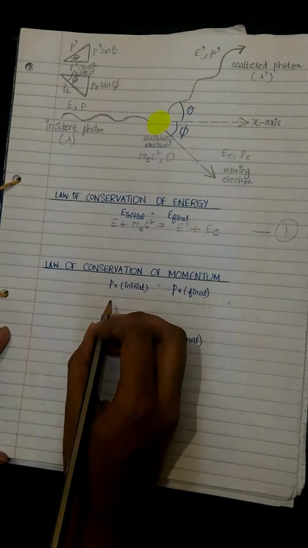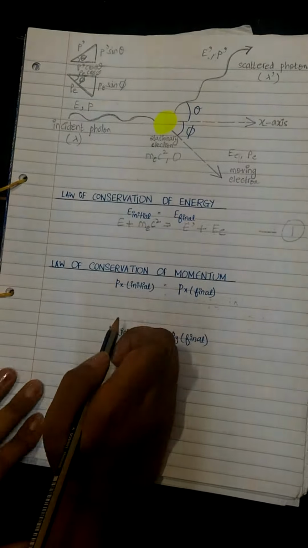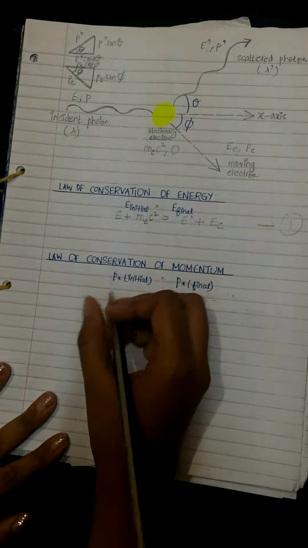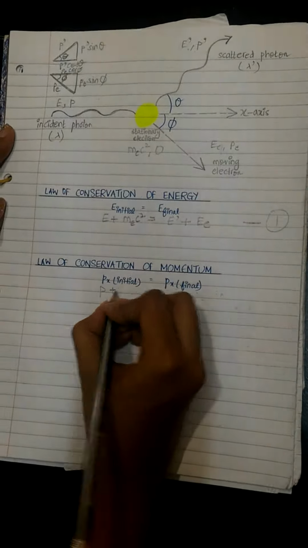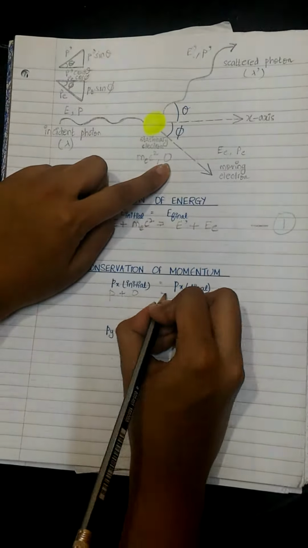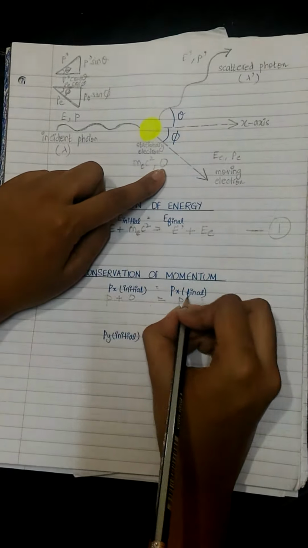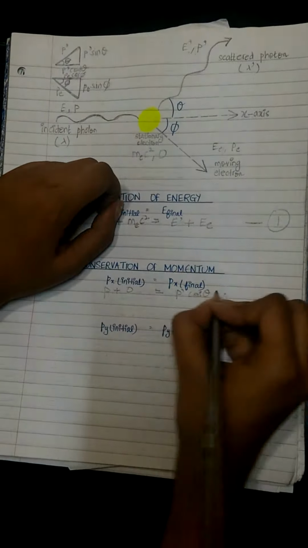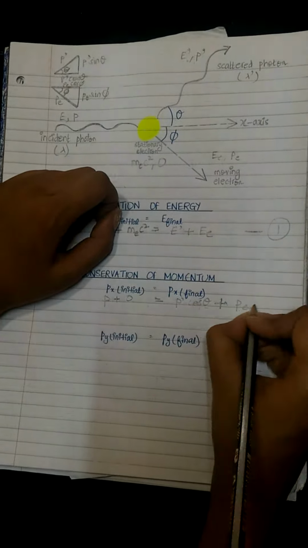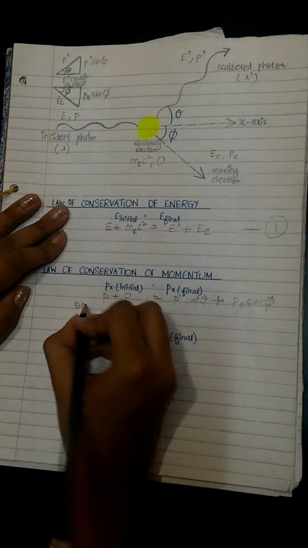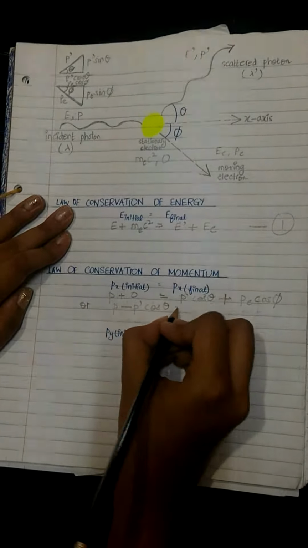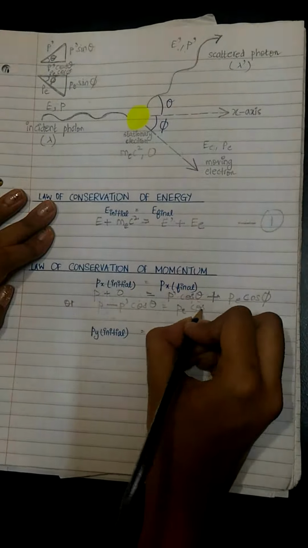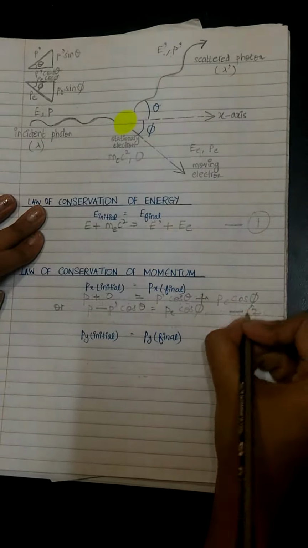According to the law of conservation of momentum, we have the x and y components. So Px initial is equal to Px final. P plus 0, as this has 0, is equal to P dash cos theta plus PE cos phi. This can also be written as P minus P dash cos theta is equal to PE cos phi. Let's number this as 2.